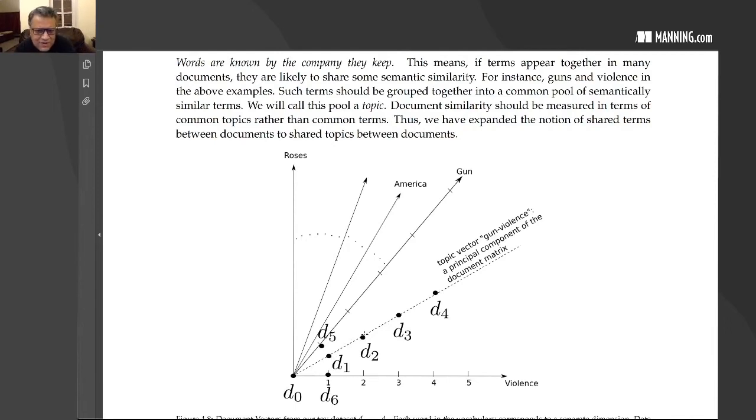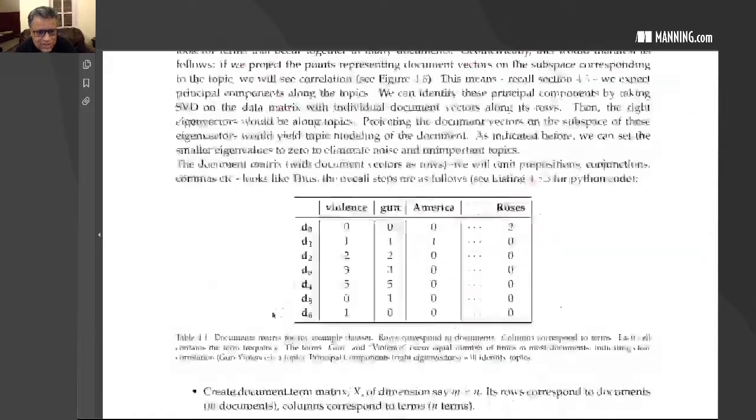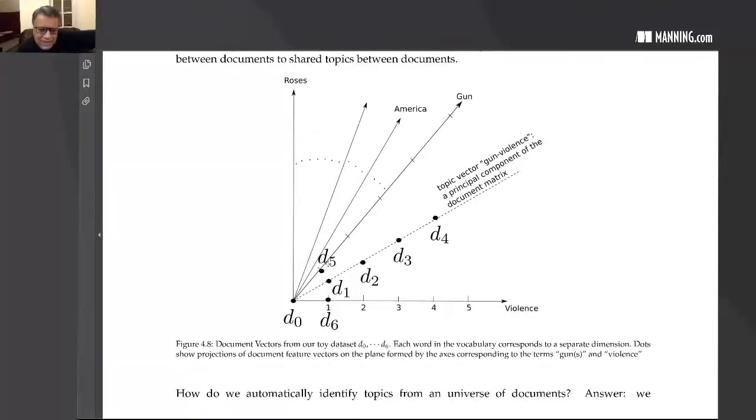There is one specific property that was deliberately created: in most of the documents the words gun and violence appear the same number of times. Here gun once, violence once, here gun twice, violence twice, and so forth. Excepting D5 and D6: in D5 only gun appears, in D6 only violence appears. Keep this in mind. This is going to be somewhat crucial to understanding what we are going to say very soon. We have this geometric representation of the document vectors. There are 7 points, each corresponding to a separate document.